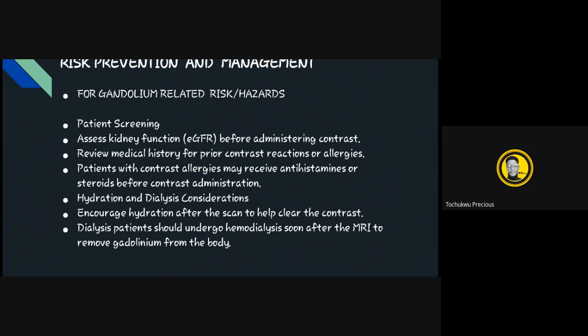Review medical history for if the patient has had a previous history of contrast allergies, and if this has happened, administer the patient antihistamines. Give the patient water and dialysis. For patients with impaired renal function, they should also be advised for dialysis. So you should have even spoken to them about dialysis before giving them that contrast.